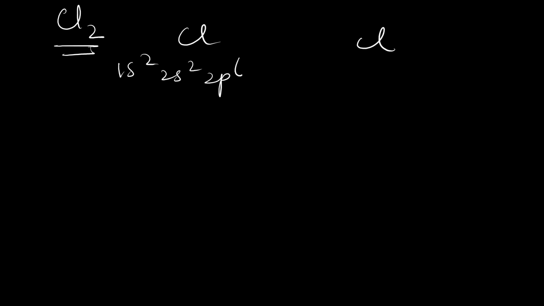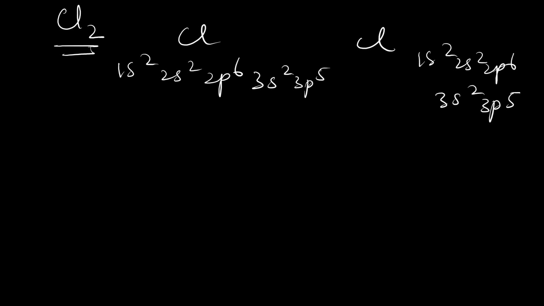Next is Cl2. For example, Cl and Cl. If we look at the configuration of Cl, it's 1s2, 2s2, 2p6, 3s2, 3p5. Similarly, for this chlorine, 1s2, 2s2, 2p6, 3s2, 3p5. So both chlorine atoms need one electron. As they need only one electron each, instead of losing or gaining, they will share electrons to attain an octet, or 8 electrons, in their valence shell.